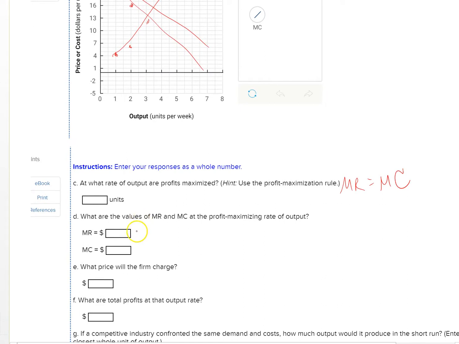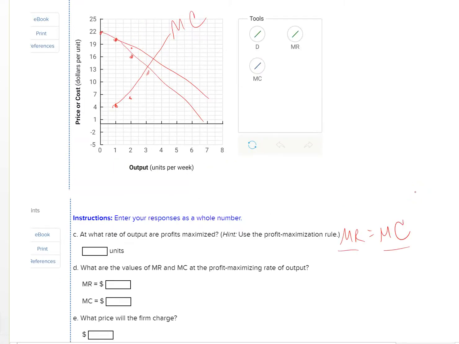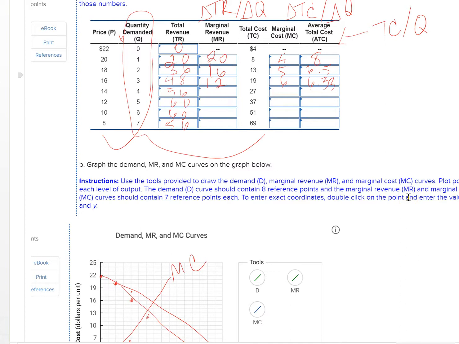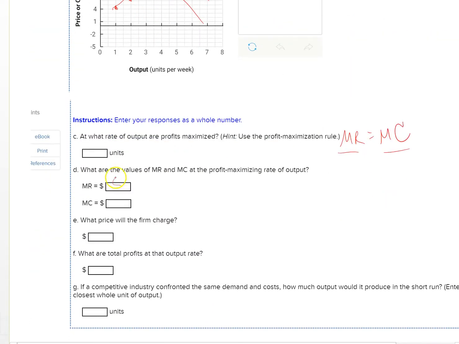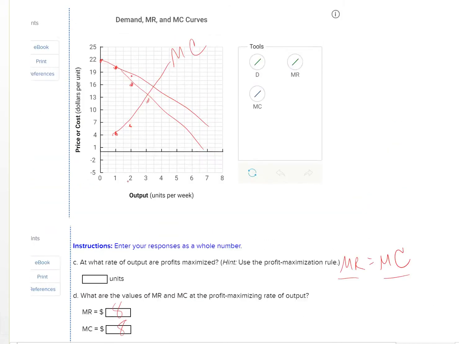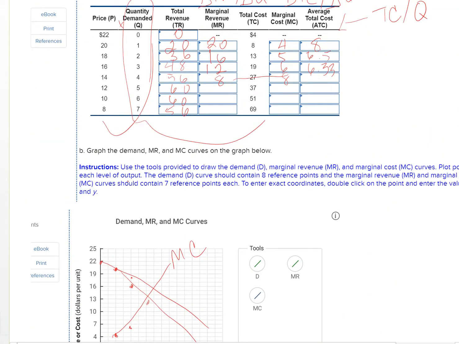What are the values of MR and MC at the profit maximizing rate of output? So that's going to be really easy. In my case, I think I hadn't worked out all the numbers here, but if we go 48 to 56, it's 8, and 19 to 27 is 8. So here it is. MR equals MC. The values of each are 8. And by the way, the number of units, MR equals MC, is 4. So you can see it numerically.